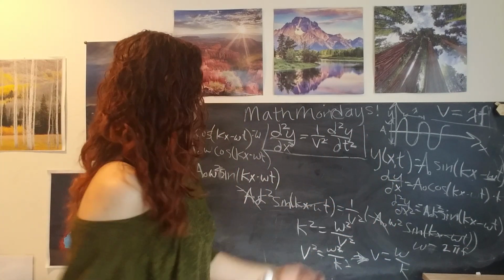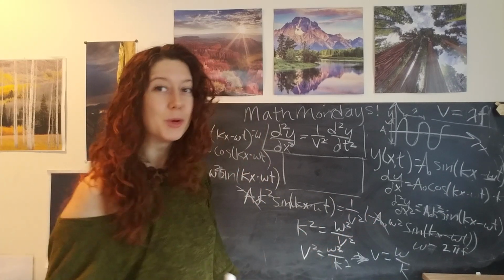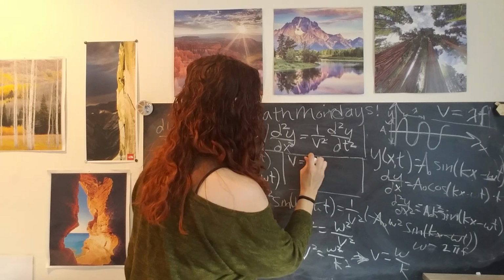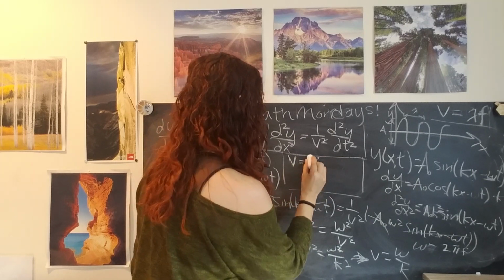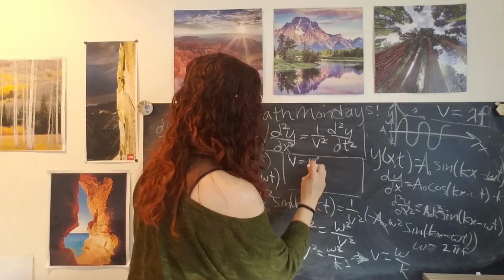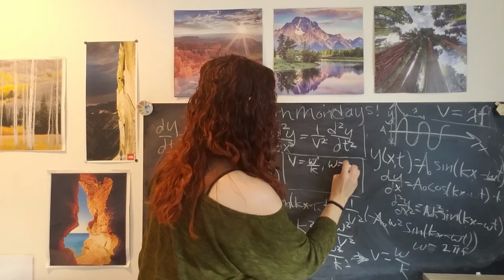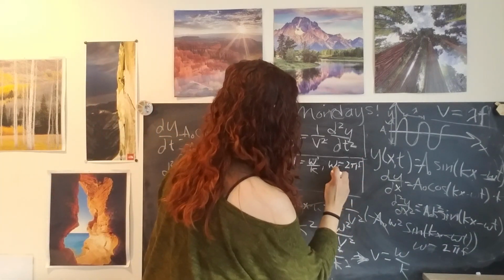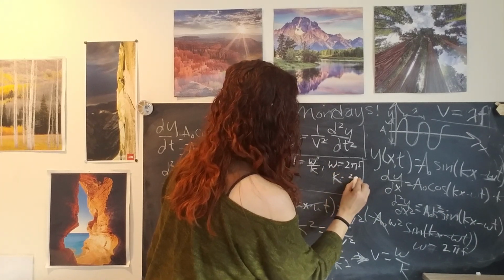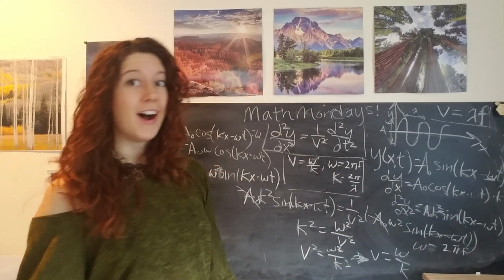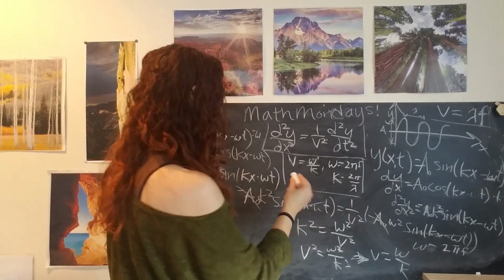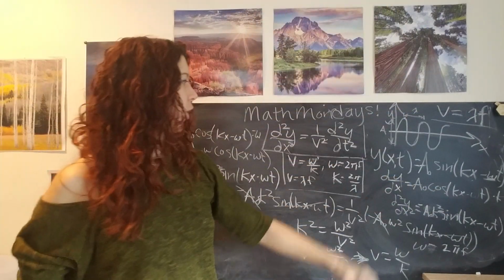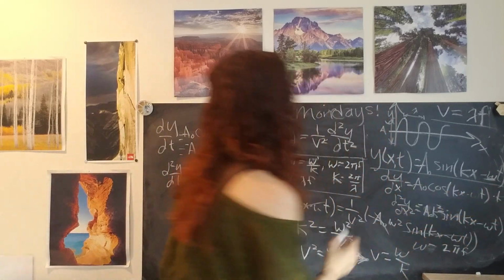And here, we're going to write this to make it a little bit easier. V equals omega over K. Omega is 2 pi f, and K is called the wave number, and K equals 2 pi over the wavelength. Huzzah! So if we plug these two in, we get V equals the wavelength times the frequency. Yes! Our solution solved the wave equation.